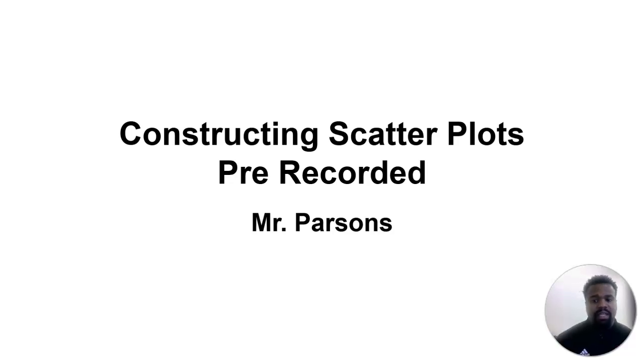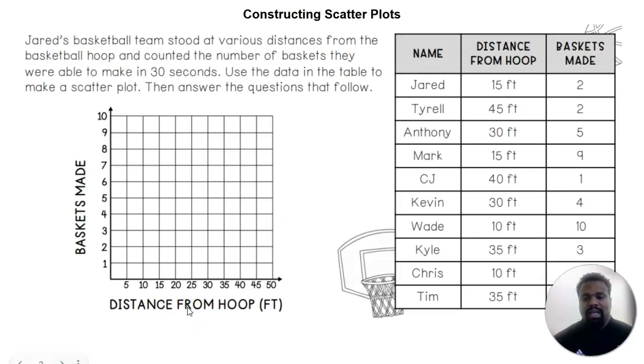I know in the previous lesson we talked about scatter plots and association. Let's look at this particular example. Jared's basketball team stood at various distances from the basketball hoop and counted the number of baskets they were able to make in 30 seconds. Use the data in the table to make a scatter plot, then answer the questions that follow.